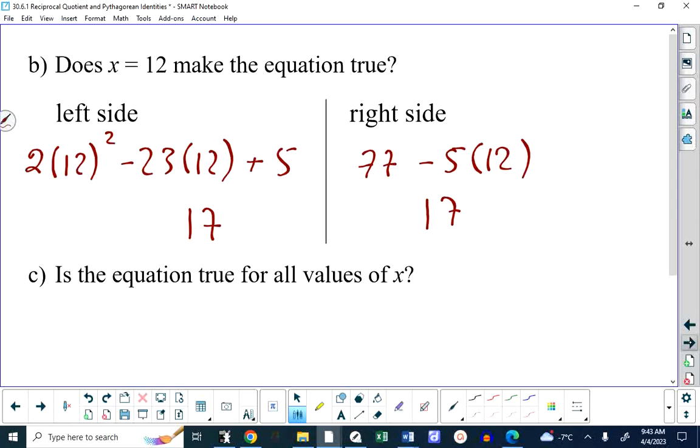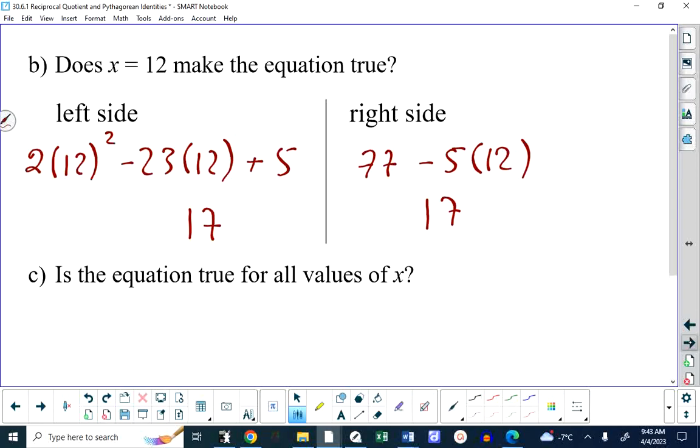Is the equation true for all values of x? This is an interesting question. I don't want to get too sidetracked into a philosophy discussion here, but you could never really, using numbers, show that it's true all the time. Because if you kept putting in, let's say we put in 1 and we discovered it was true, and you put in 2 and discovered it was true, you can never put in every number. But let's just try a different number. Let's put the number 1 in, for example.